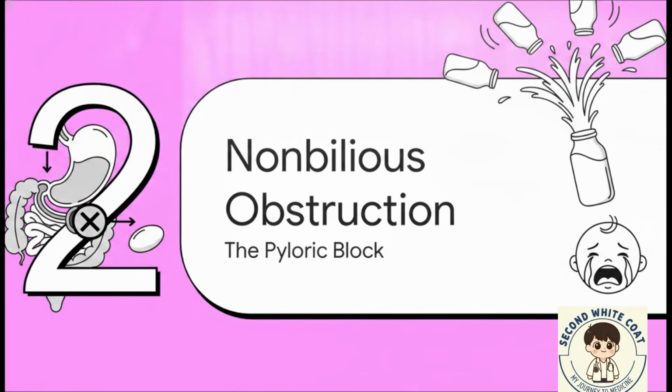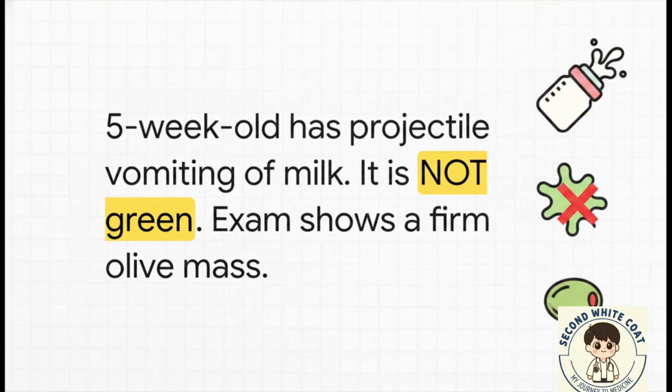Section 2. Non-bilious, the pyloric obstruction. Keeping that dividing line in mind, let's explore our first clinical presentation, focusing on blockages that happen very early in the digestive tract. Okay, consider this clinical mystery. We've got a 5-week-old boy who is incredibly hungry, but he's having progressively worsening projectile vomiting immediately after feeding. The absolute most crucial detail here, the vomit contains milk, but it is not green. It's non-bilious. Plus, a physical exam reveals a small, firm, olive-like mass in his upper abdomen.